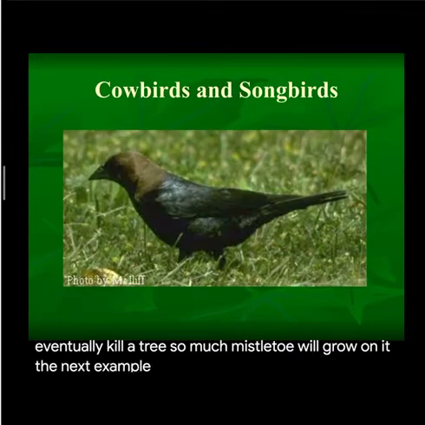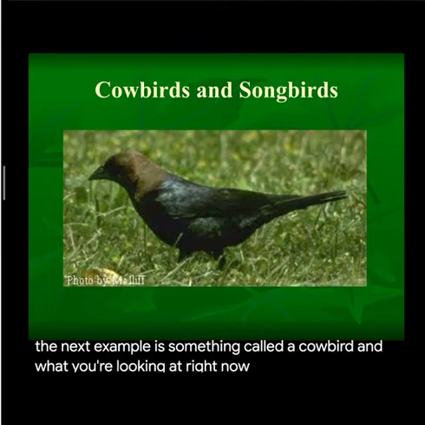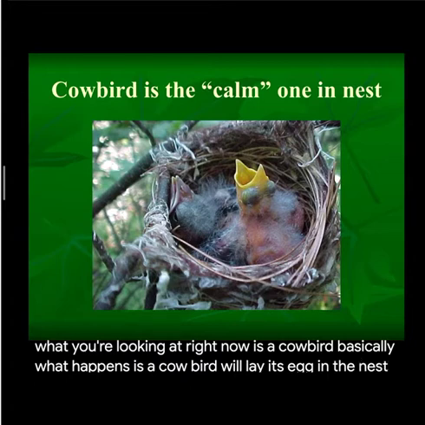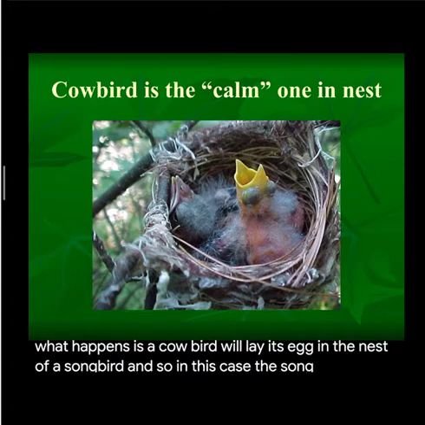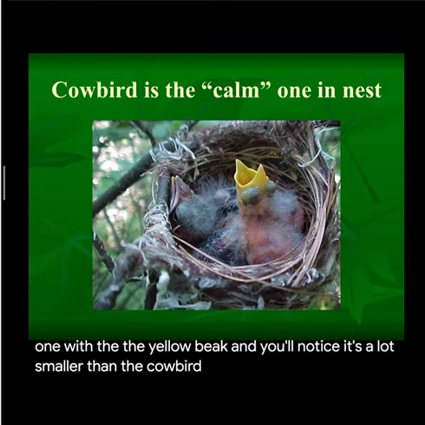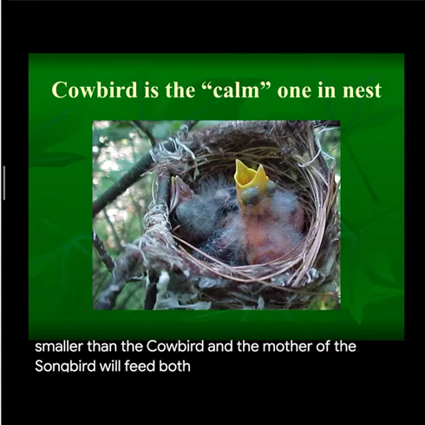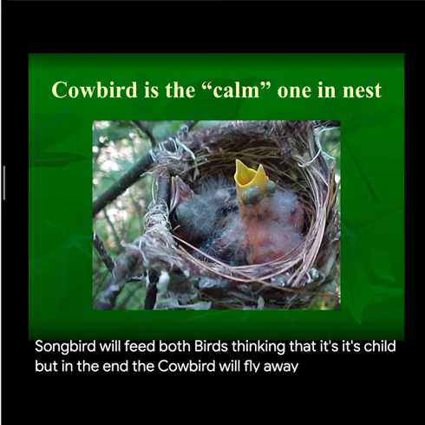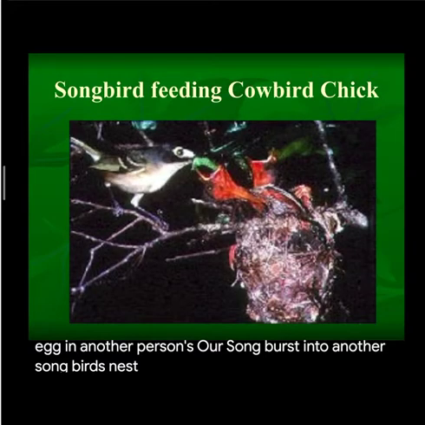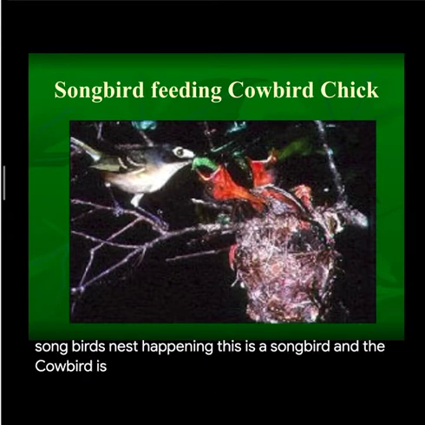The next example is something called a cowbird, and what you're looking at right now is a cowbird. Basically, what happens is a cowbird will lay its egg in the nest of a songbird. In this case, the songbird is the one with the yellow beak, and you'll notice it's a lot smaller than the cowbird. And the mother of the songbird will feed both birds, thinking that it's its child. But in the end, the cowbird will fly away and lay its egg in another songbird's nest. So here you can see that happening. This is a songbird, and the cowbird is basically overtaking the nest.